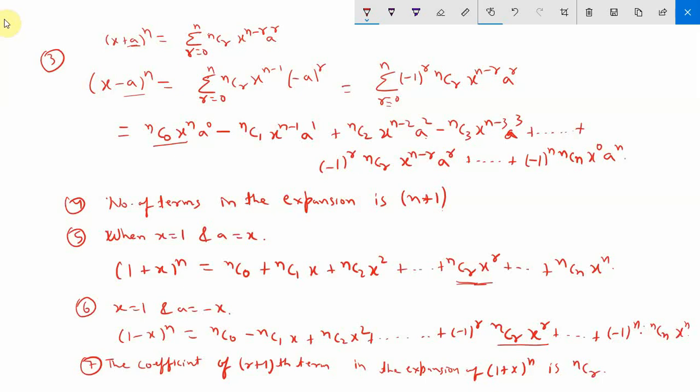Okay, friends. Now, based on this, we will solve a few problems so that we can easily understand this. Okay. So we will take an example. First problem we can write: expand 2x minus 3y to the power 4 using binomial theorem.